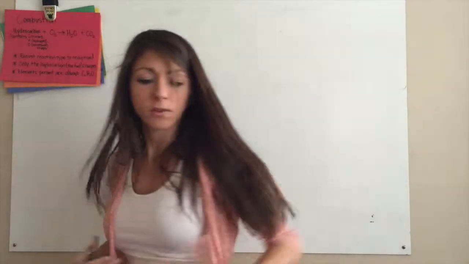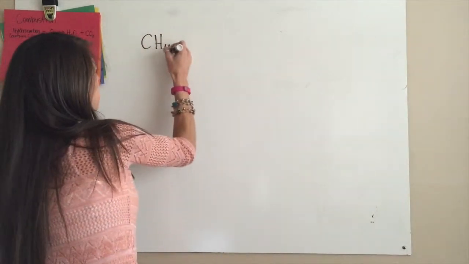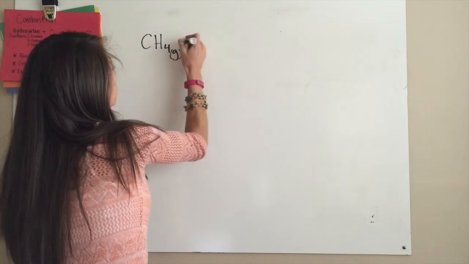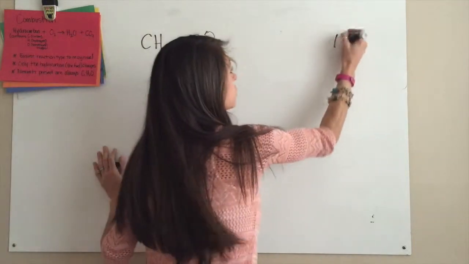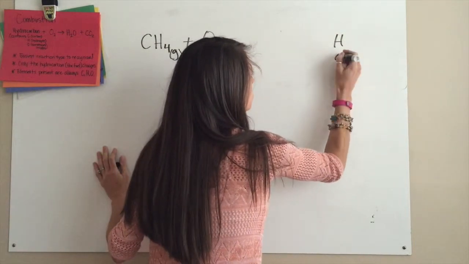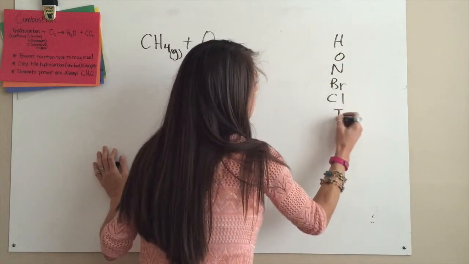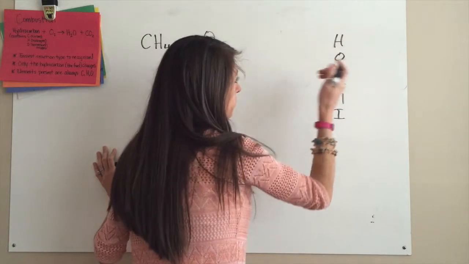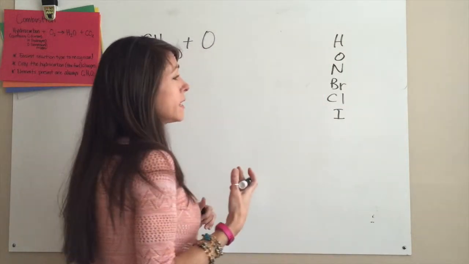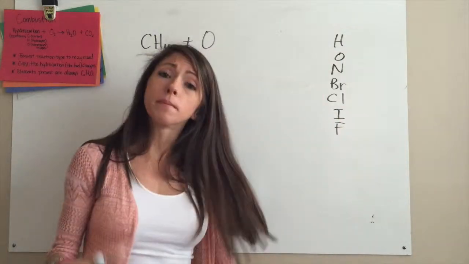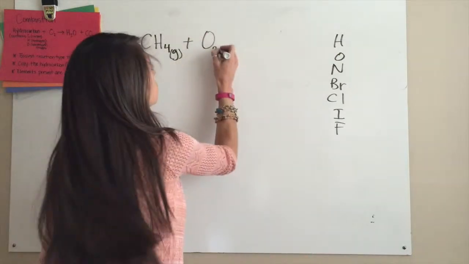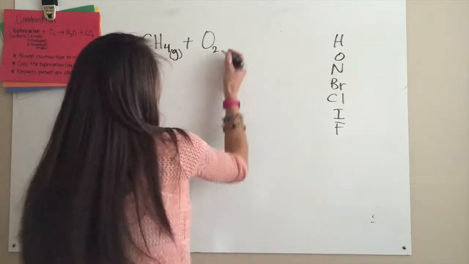Now, I'm going to give you an example with this. It's going to be methane gas. It's a natural gas combining with oxygen gas. Remember, oxygen is one of those non-metals that will actually combine diatomically, what we call diatomically. So you always have to put a 2 next to it, okay?